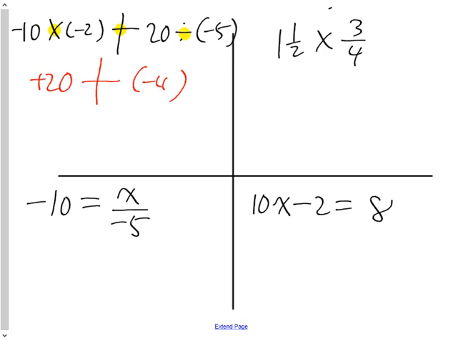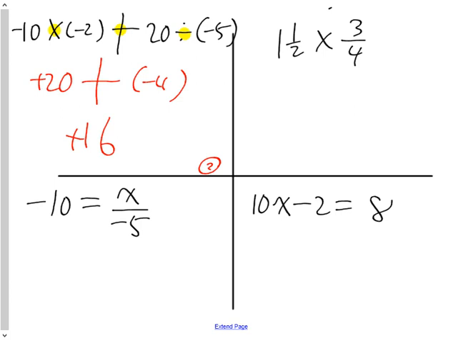So when we simplify our multiplication and division, we get that. And now we have simply addition left. So positive 20 plus negative 4 is a positive 16, or just 16. That question's worth 2 points. 1 point for showing semi-appropriate work, and 1 point for the correct answer of positive 16.